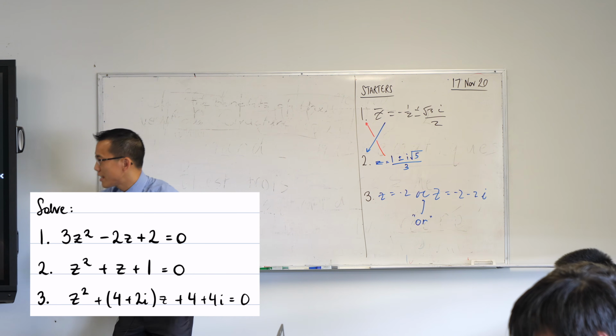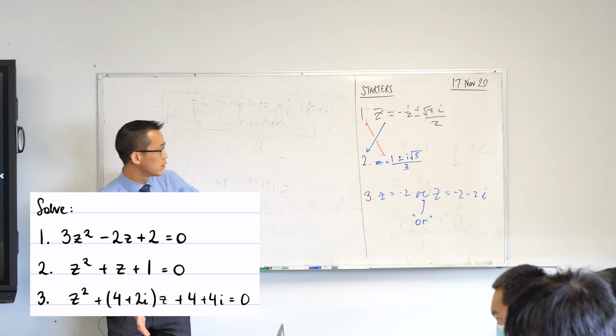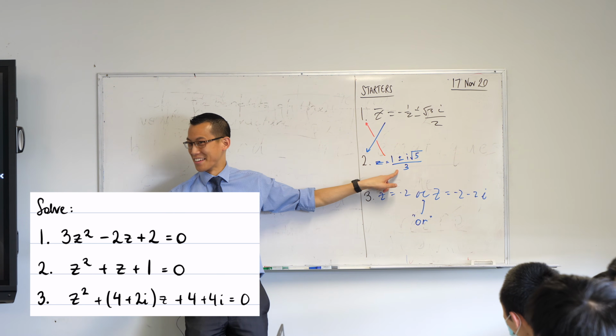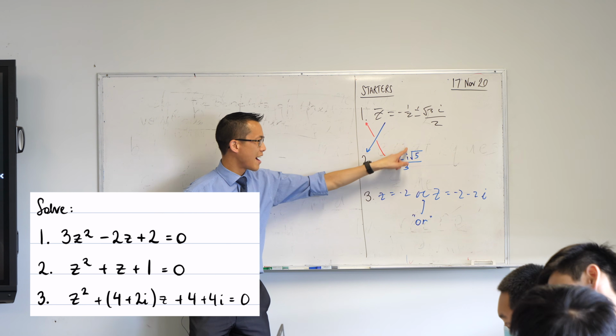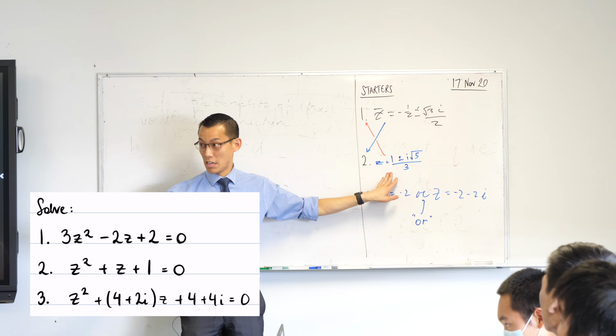First question here, 3z squared minus 2z plus 2 equals 0. Looking for some solutions. These are the solutions I think we found, yeah? 1 plus or minus i root 5 on 3. Do I have some agreement? Yeah, I'm getting nods, okay.